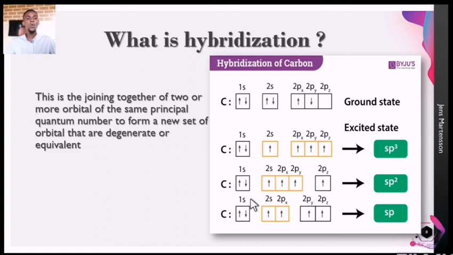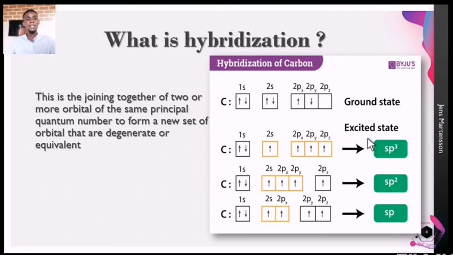So now, what is hybridization? First, let's look at the definition we have there. Now, we are told that this is the joining together of two or more orbitals of the same principal quantum number to form new set of orbitals that are degenerate or equivalent. I'm not going to spend a lot of time explaining what hybridization is, because you don't need that deep knowledge on it to answer questions or understand what we're going to be doing as we move further. But this is what it means.